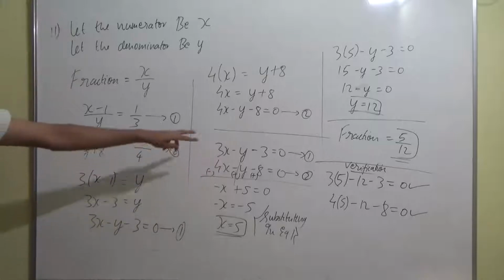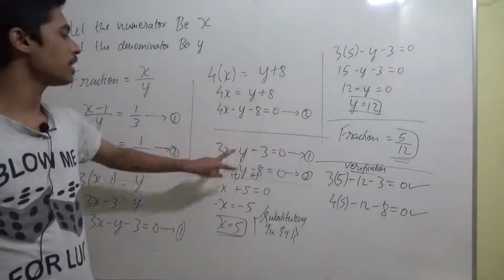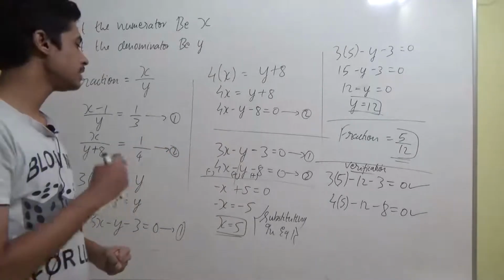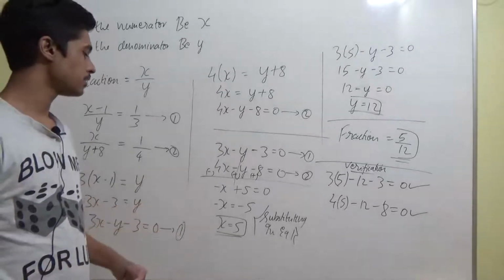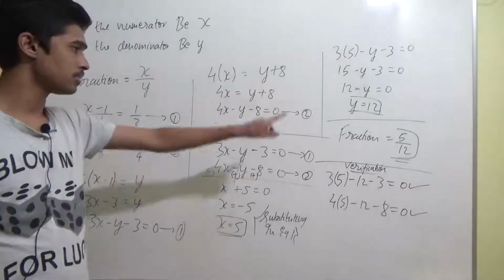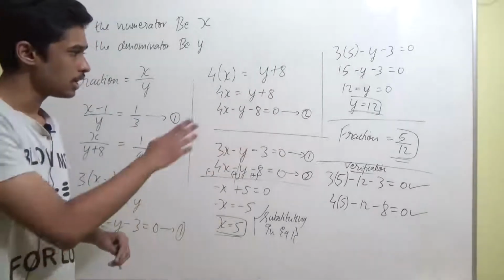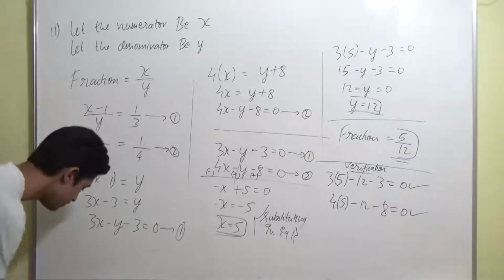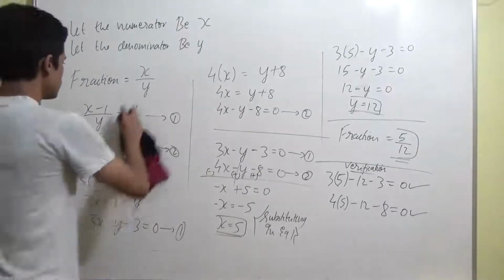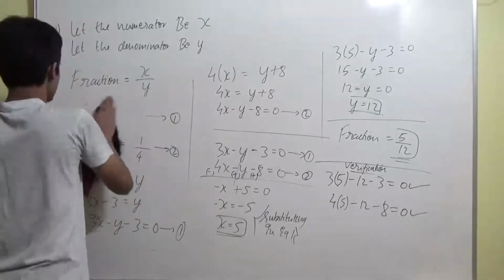After that we saw that the term with y is the same in both, which means we can easily use the elimination method. We followed the elimination method and found the values of x and y, and then we also verified it. Lastly we wrote the fraction and concluded the question, right? That's it, guys, as simple as that. Now let's go ahead to the next sub question.